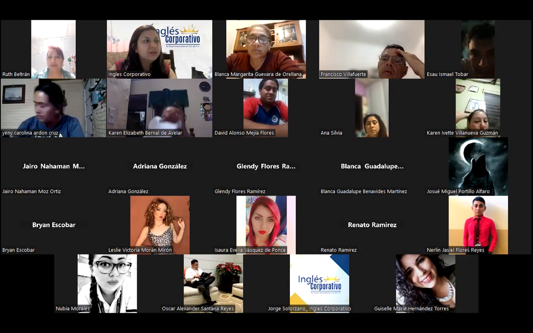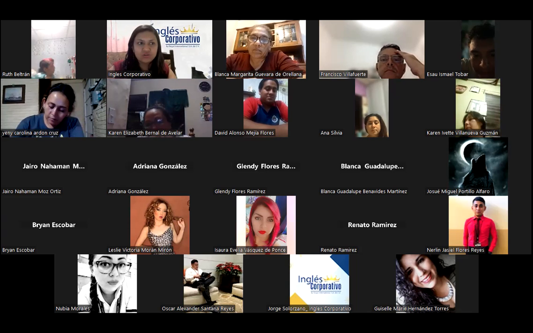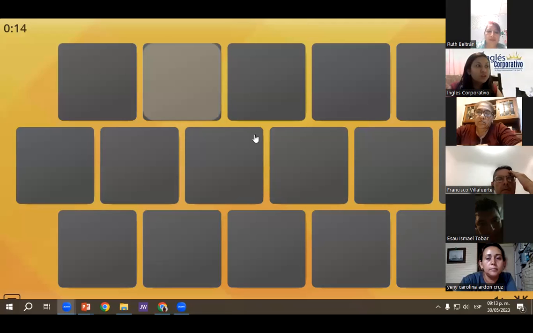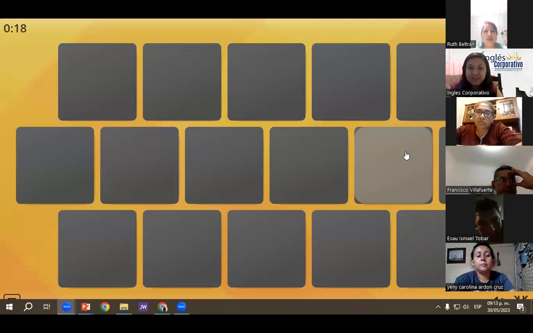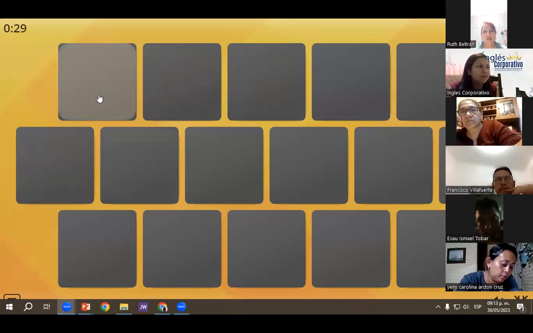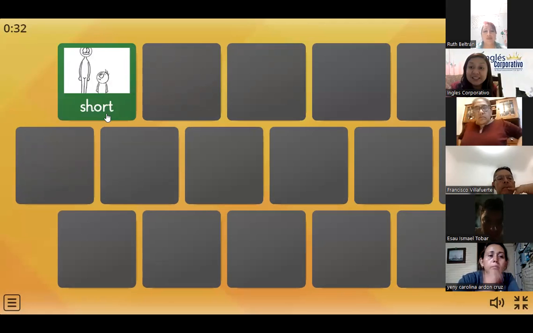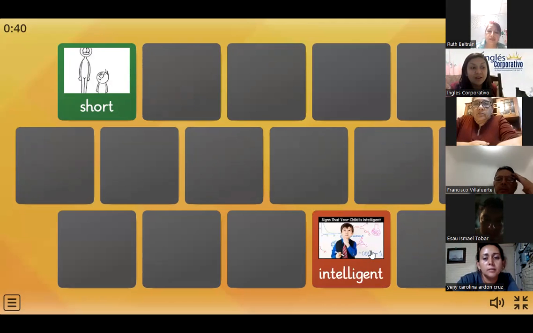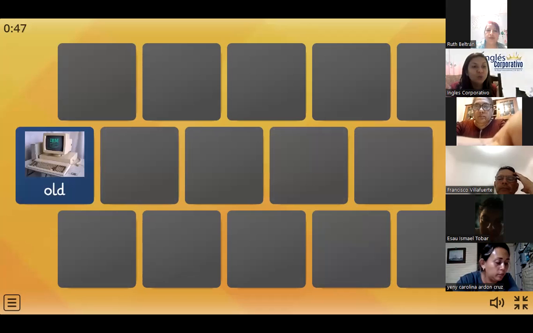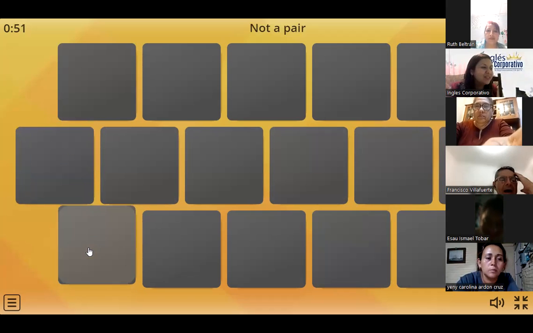Now let's go over the other game with opposites. We have another one. In this one we have to match. Can you see the screen, guys? No, teacher, I don't see. You don't see the screen? Yes, I can see the screen. Okay, we need to find the pair and match the adjective with its opposite. I'm going to start with the first one here. This is? Short. Tall. Large. Okay. What is the opposite of old? New. What is the opposite of stupid?